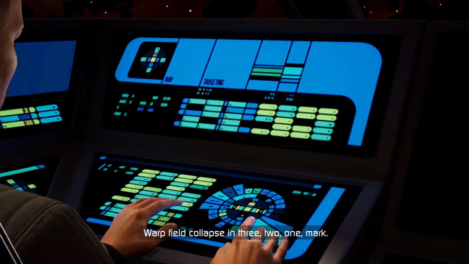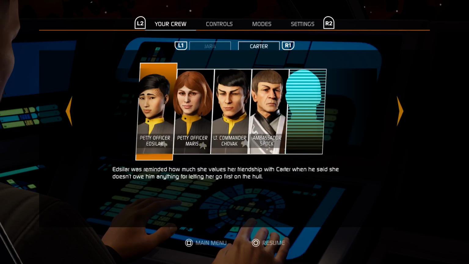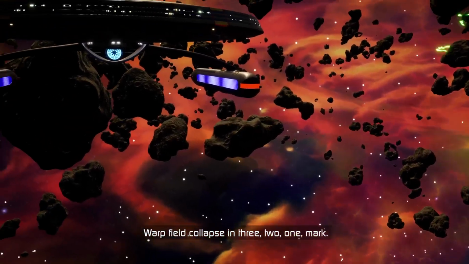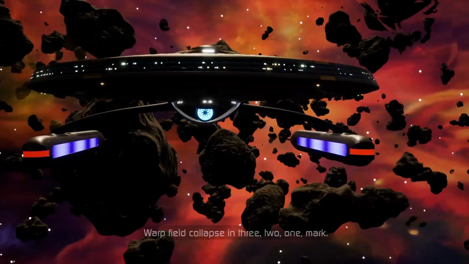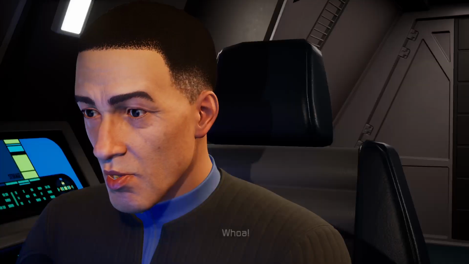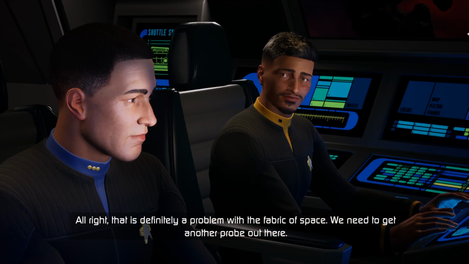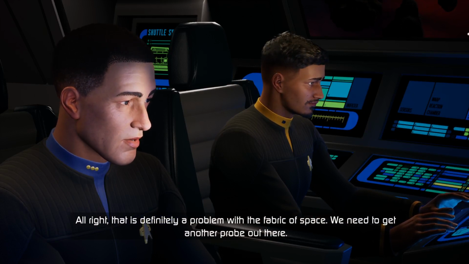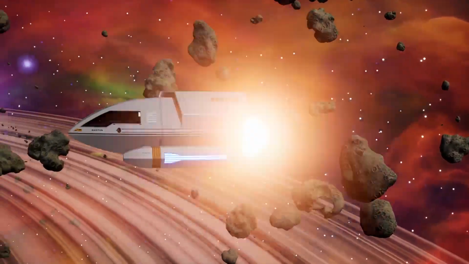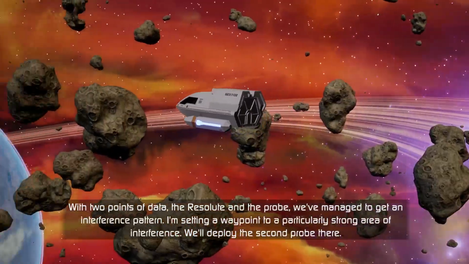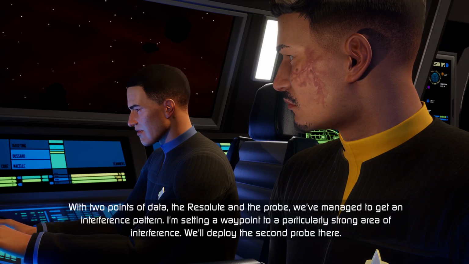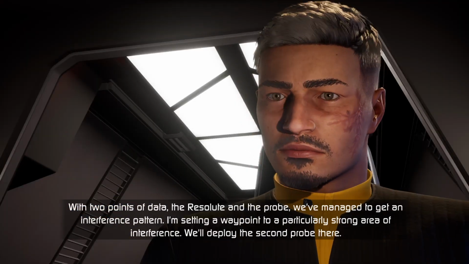Test running. Warp field collapse in 3, 2, 1. Whoa. All right, that is definitely a problem with the fabric of space. We need to get another probe out there. With two points of data, the Resolute and the probe, we've managed to get an interference pattern, setting a waypoint to a particularly strong area of interference. We'll deploy the second probe there.